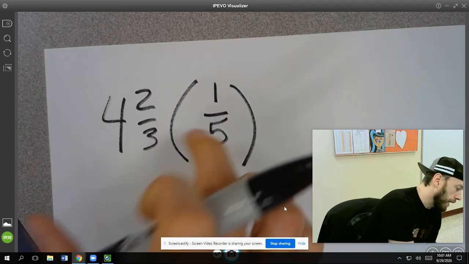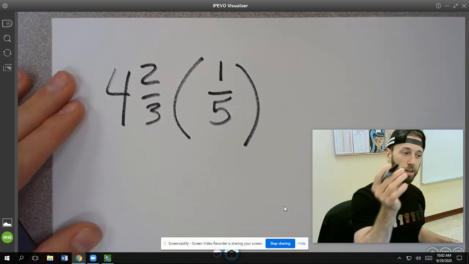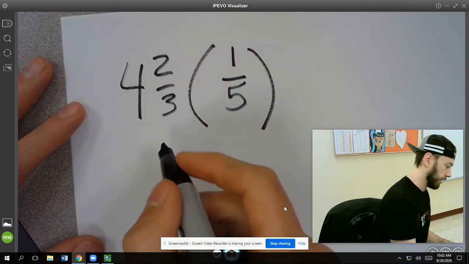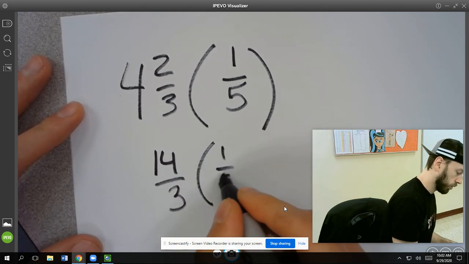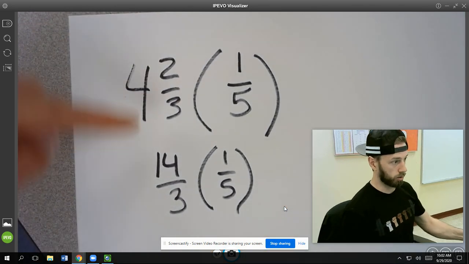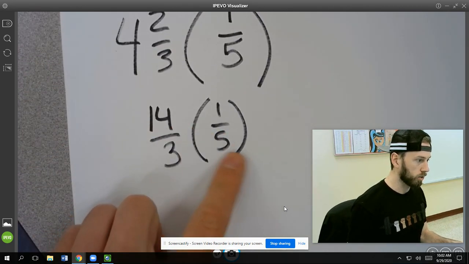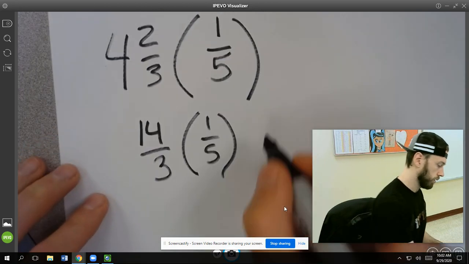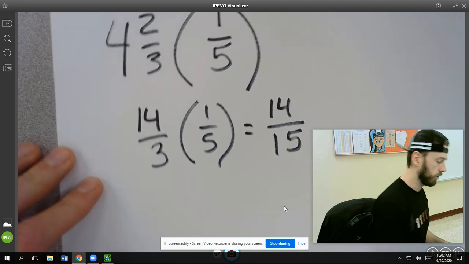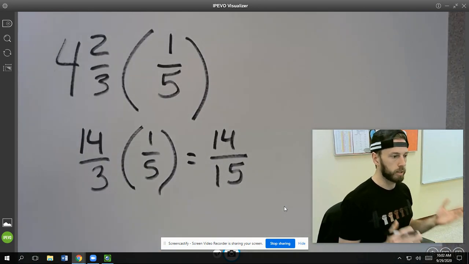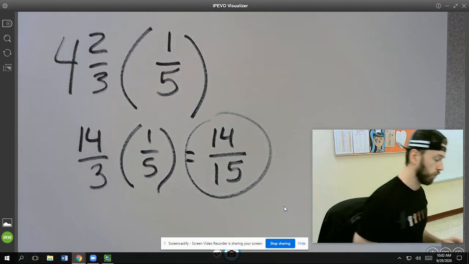Now we can't multiply these together the way they're written. Like I just said, you have to turn this into an improper fraction. Luckily, we already did the work for that and found out that that was 14 thirds. So I'm just going to change it to 14 thirds. So these are the same problem, written a different way. But now we can actually do the multiplication, right? Like normal, right? 14 times 1 across the top is 14. And 3 times 5 across the bottom is 15. So you end up with an answer of 14/15, which can't be simplified because they don't have any common factors. So your answer is just 14/15.